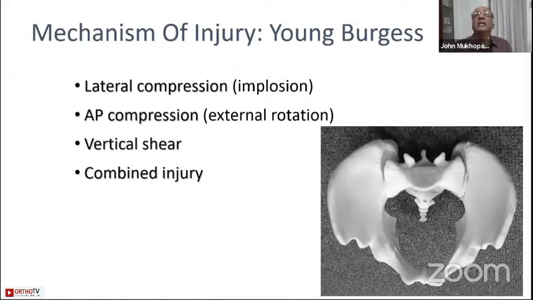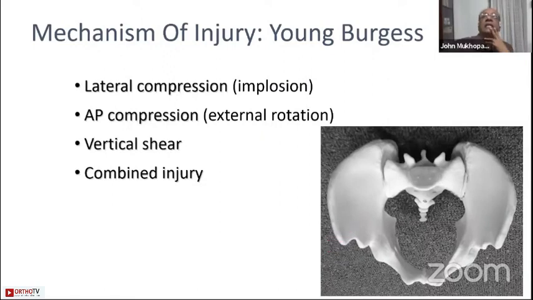Now, the Young-Burgess classification looks at the mechanism of injury. You can start with a lateral compression injury, which means the force is from one side of the pelvis, causing an implosion of the pelvic ring. You have the external rotation injury, which is usually an anteroposterior injury that causes opening out of the pelvis, the so-called AP compression injury. Then you have the vertical shear injury, which tends to vertically displace one side of the pelvis. And then you have the combined mechanism, where you can't really tell a particular mechanism of injury as the cause of the fracture.